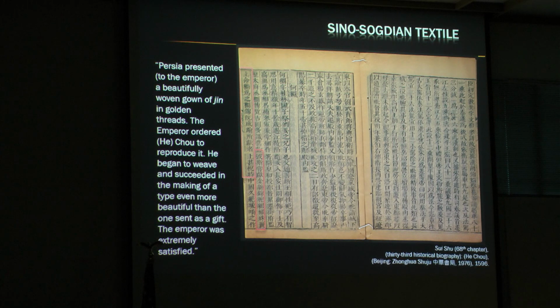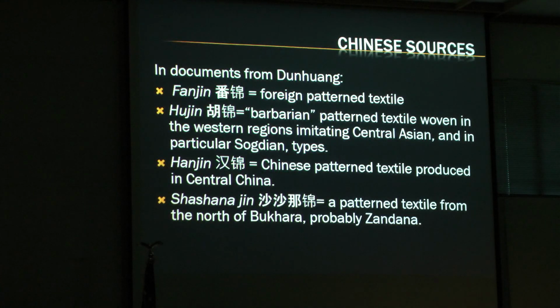Until that moment, the Chinese, however, had not woven a textile in gold, and we had to wait until the Tang period to find the first golden weaving. But are these textiles Sassanian? Why is this pattern, the beaded roundel, accepted as Sassanian? To answer this question, we need to look at both Eastern and Western sources.